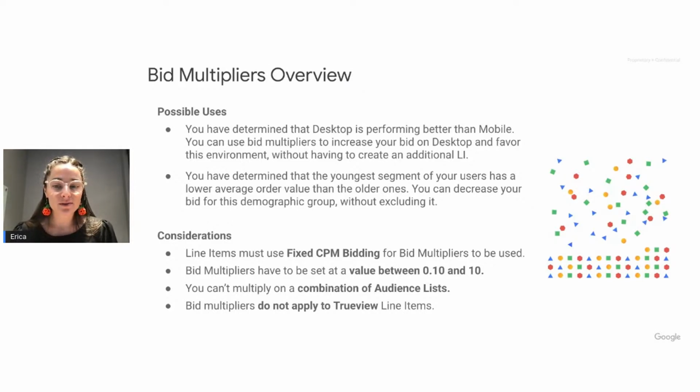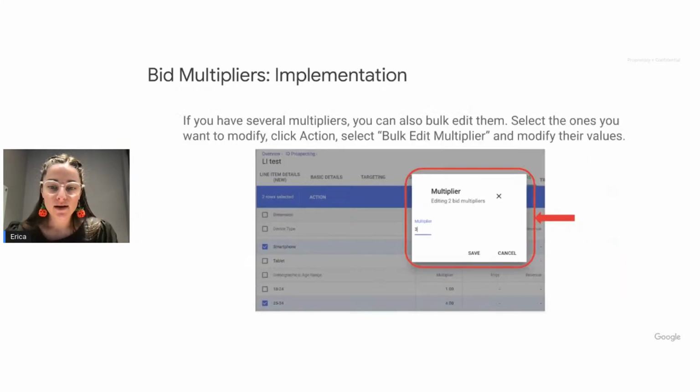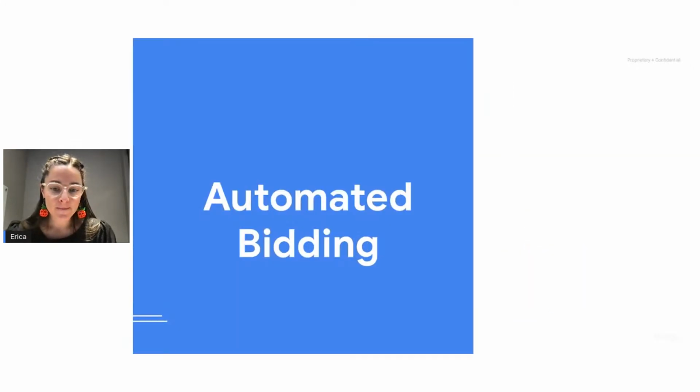You aren't able to multiply a combination of audience lists. So if you wanted to bid up on one specific list, it would only have to be that one. And at the moment, we can't do this on TrueView. So this is only available for open auction display and video. Cool, we've talked about how to implement them. We included the demo for this section alongside optimization view. So we're going to get right into auto bidding, which is one of my personal favorite features of DV360.